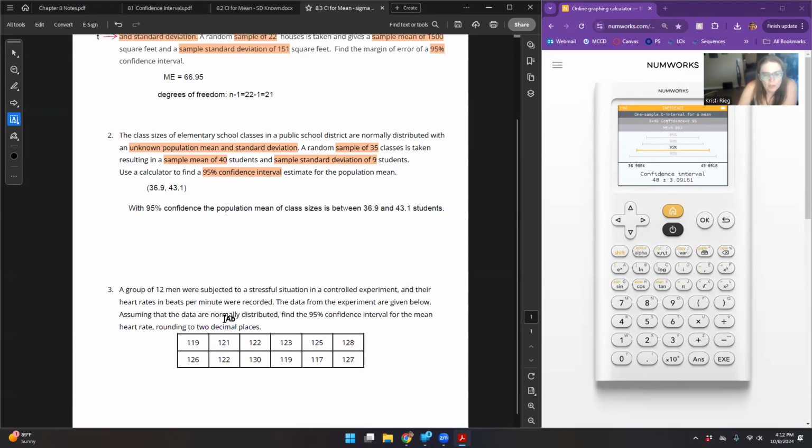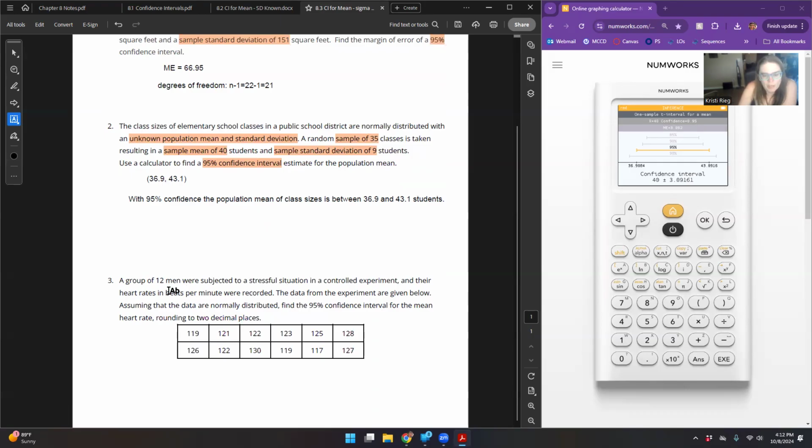Okay, so last one, a group of 12 men were subjected to a stressful situation in a controlled environment. Oh gosh, that sounds terrible. And their heart rate in beats per minute was recorded. The data from the experiment are given below. Assume the data are normally distributed. Find the 95% confidence interval for the mean heart rate rounding to 2 decimal places. Okay, doesn't list the sample mean, doesn't list the sample standard deviation, but that's okay. It does list N, but we don't even need it to list that because we have our data set.